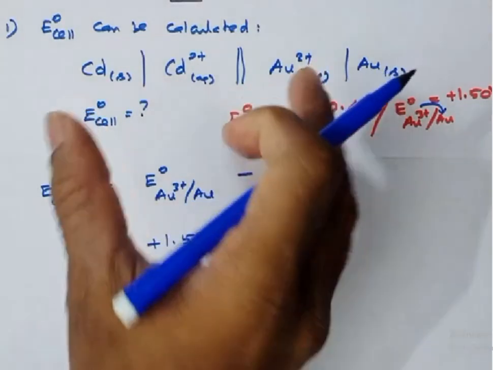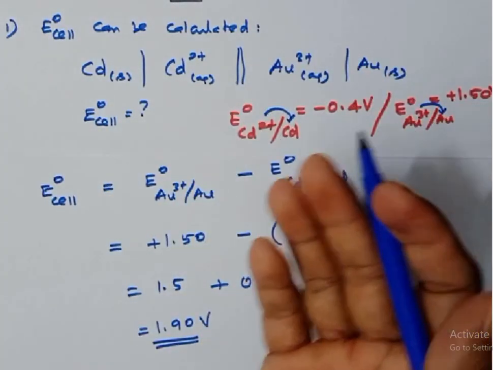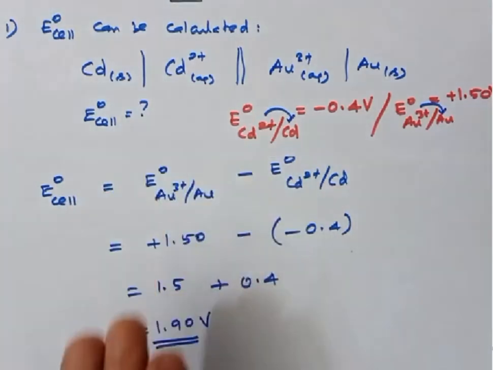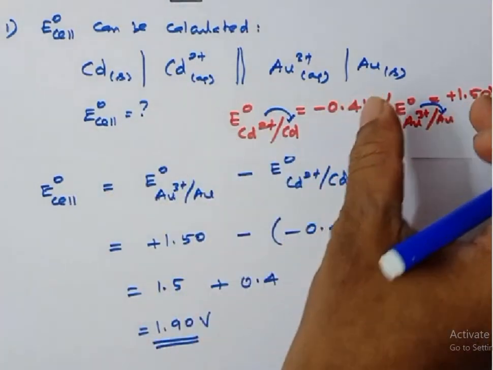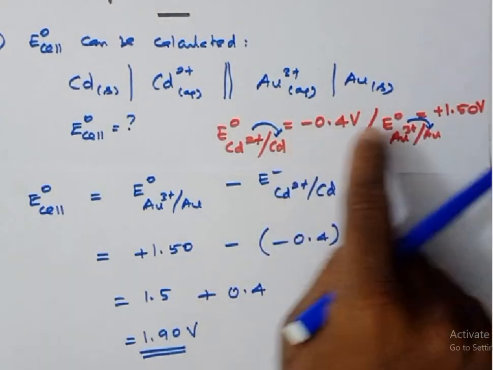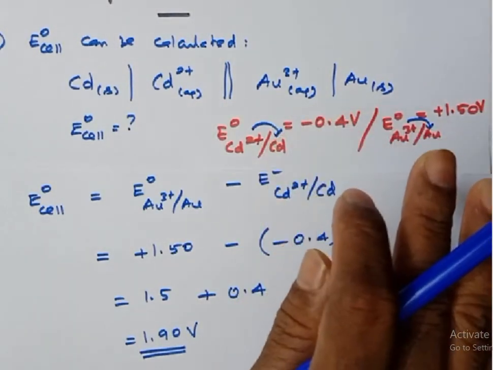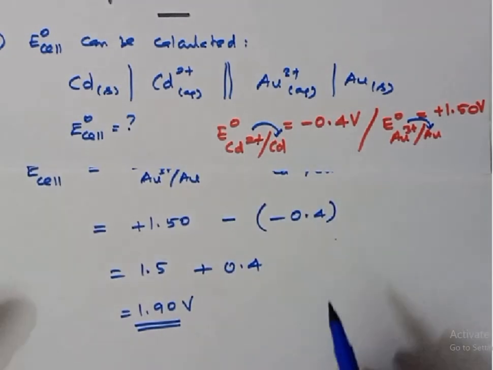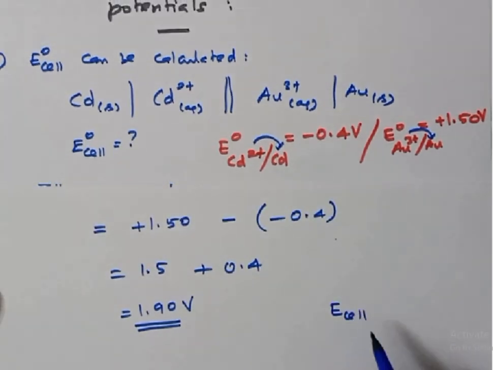See, we didn't do any experiment. I'm not getting this value experimentally. I am just calculating the value by using these given standard reduction potentials. So if standard reduction potential values are given, you can calculate the standard cell potential directly. Students, you should be very clear here. I am not saying that you can calculate cell potential.